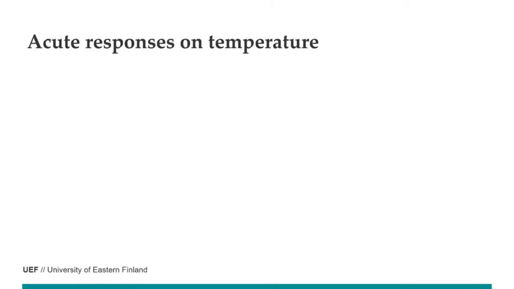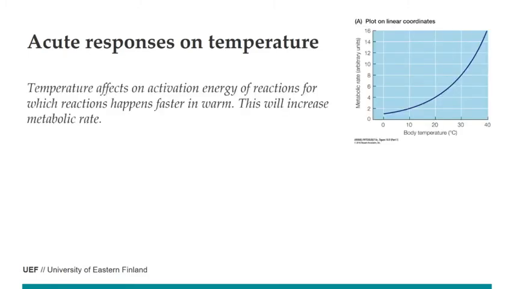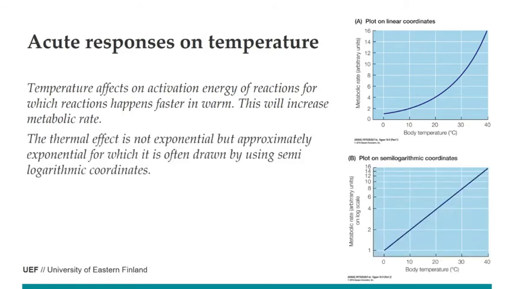Okay, what happens if the temperature is acutely changing? The temperature affects the activation energy of all the reactions, and that's why the reactions happen faster in warm. All the molecules are moving faster, and that's why also the enzymes are working faster. And this increases the metabolic rate. And it looks like it's increasing exponentially, but actually it's not.